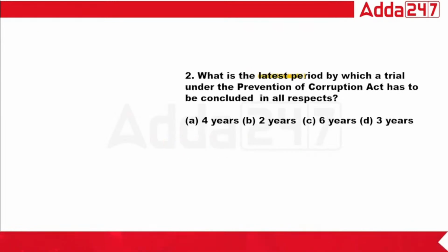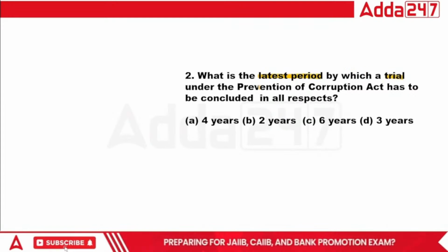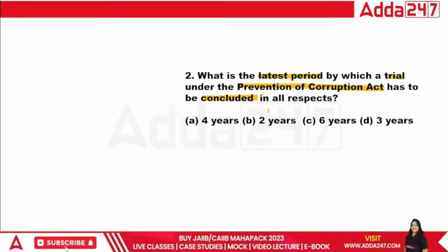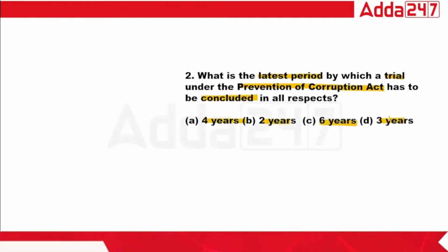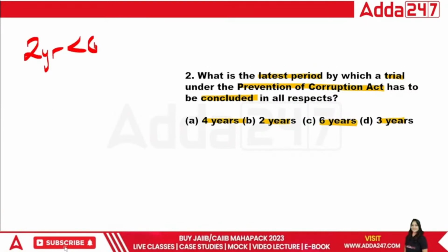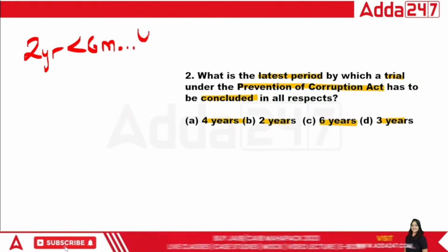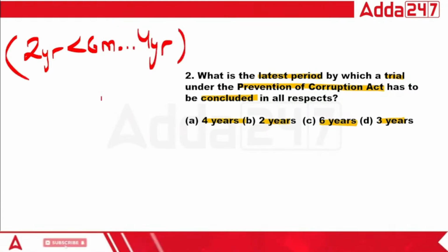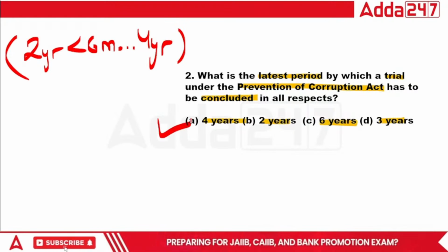What is the latest period by which a trial under the Prevention of Corruption Act has to be concluded in all respects? 4 years, 2 years, 6 years, 3 years. What is the right answer? Maximum. Minimum is 2 years, 6 months, up to 4 years. So the right answer, for the latest period, 4 years is the right answer.